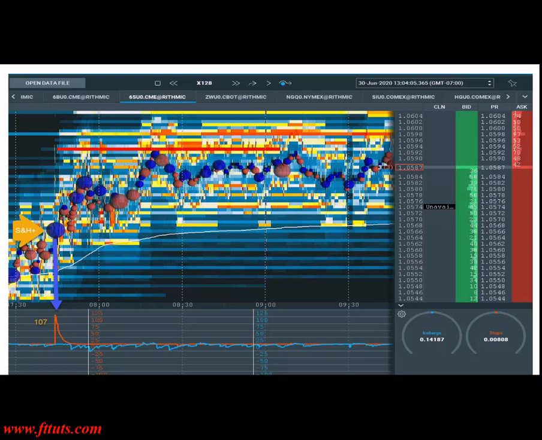So this is the first example. Let me clear this out. So this is the Swiss franc 6S, and our thresholds for the Swiss franc are 50 for icebergs and 50 for stop runs. So anything over 50 is significant to take the trade or pay attention. This is obviously almost double or more than double.